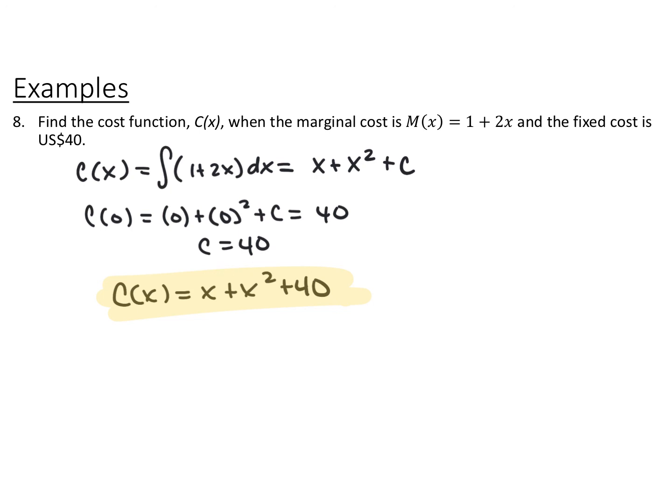So therefore, our cost function c of x is going to be x plus x squared plus 40. So this section has been integration, which is the reverse process of differentiation. So looking at indefinite integrals and finding antiderivatives using integration, specifically looking at the power rule, increase your power by 1 and divide by the new power.